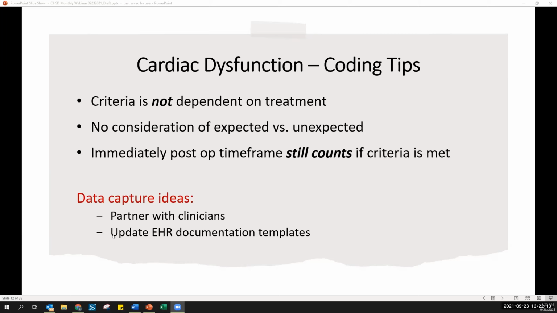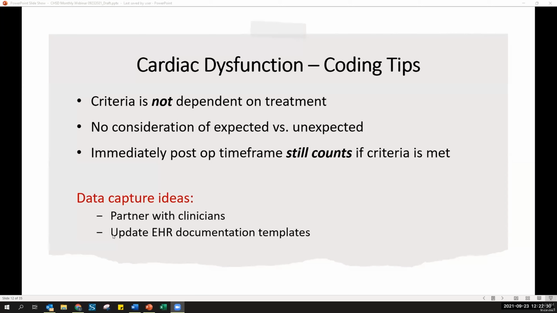Whether it's an hour after the OR or 3 days after the OR, whether it's expected or unexpected, it's an event that occurred, and we want to go ahead and code that complication. And so again, that immediate post-op timeframe still counts if the patient meets the criteria of cardiac dysfunction.